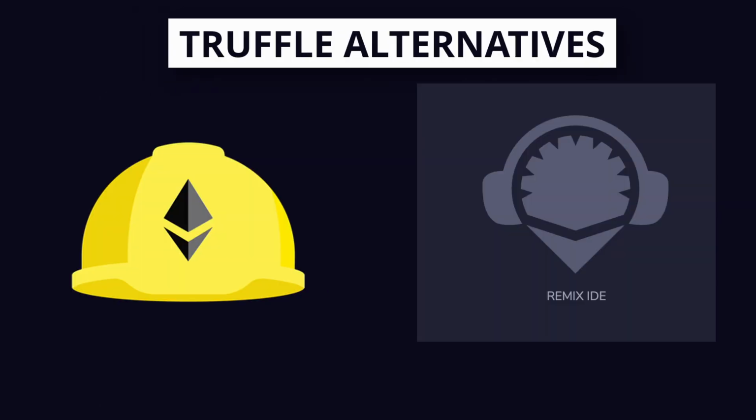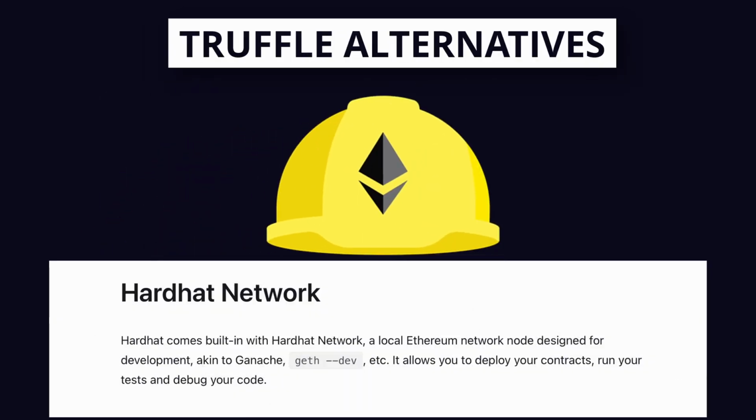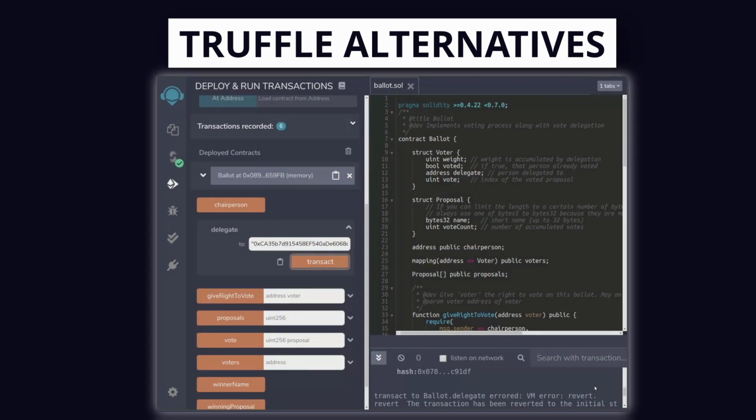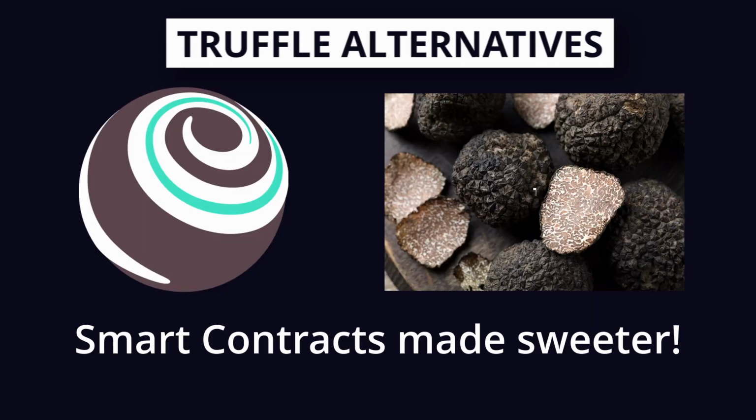Two main alternatives to Truffle are Hardhat, which comes built in with Hardhat network, a local Ethereum network, and Remix IDE, a browser-based smart contract playground. For this tutorial, we will be using Truffle.